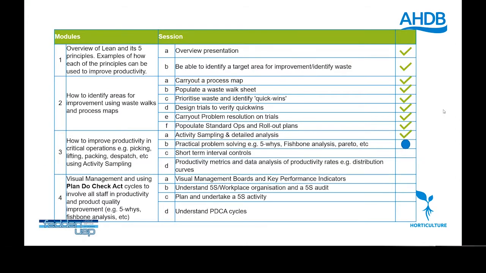So we're halfway through the modules. We're in module 3 about improving productivity in critical operations. Last time we talked about activity sampling and how you can use that to look at the detail of how people operate and do tasks. Today we're going to go through practical problem solving, and next week we'll talk about short-term interval controls.